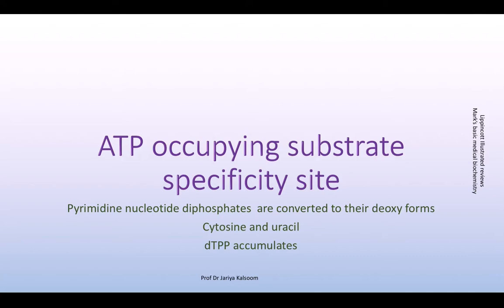Now we'll take up one by one the regulation depending on the molecule occupying the substrate specificity site. This is a bit complex. So first of all, if ATP is sitting at the substrate specificity site, ATP is going to decide which nucleotide diphosphates are going to be reduced. In presence of ATP, pyrimidine nucleotide diphosphates are going to be converted to their deoxy forms, and cytosine and uracil are going to be the substrates, whereas TP is going to accumulate.